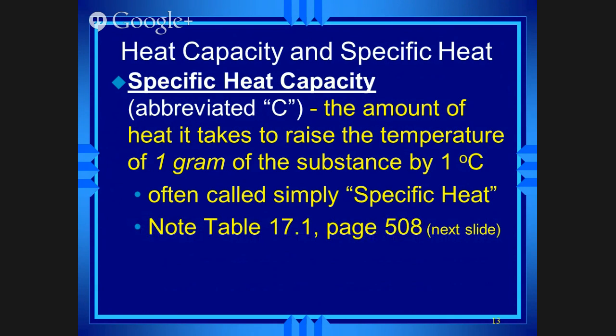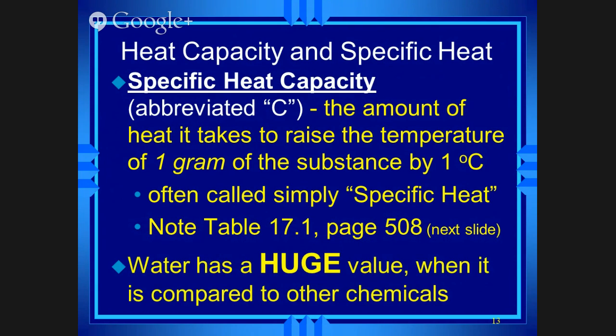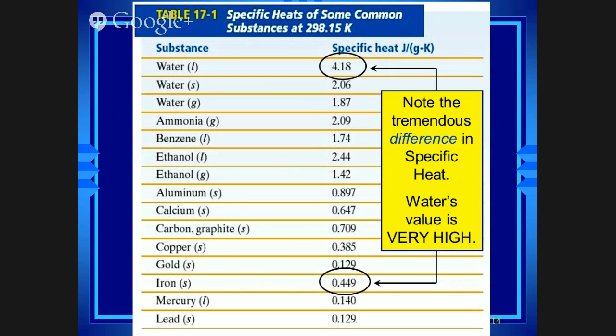Note table 17.1, page 508. Water has a huge value when compared to other chemicals. So here's your table. Notice water in its liquid form, 4.18 joules per gram. Solid, a little bit less. Notice down at the bottom, when you have metals, how small those values are. So they heat up very quickly. They also cool off very quickly. Water's value is very high, so it takes a lot of energy to warm water up. It also takes a while for the water to cool down.